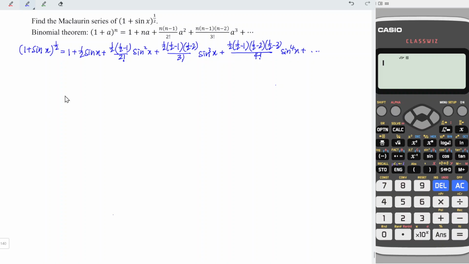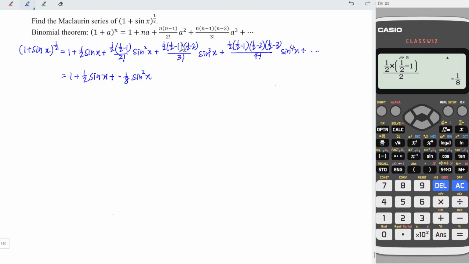And this is equal to 1 plus 1 over 2 sine x plus, we can make use of the calculator, so we have the fraction 1 over 2 times bracket 1 over 2 minus 1, the whole thing divided by 2 factorial, which is 1 times 2. So basically we can enter 2 is enough. And this is equal to negative 1 over 8. So we have sine squared x.